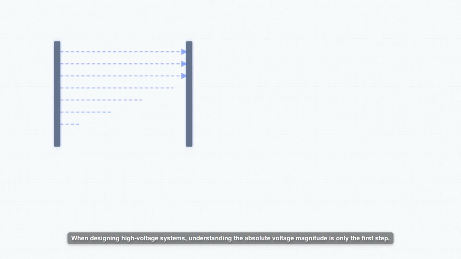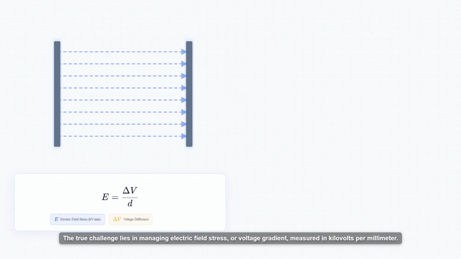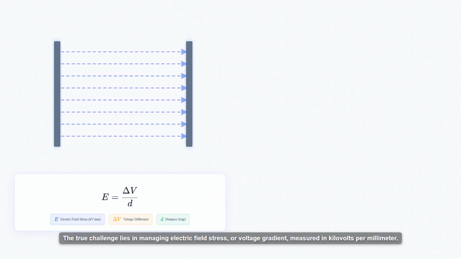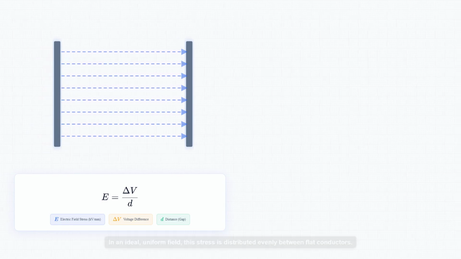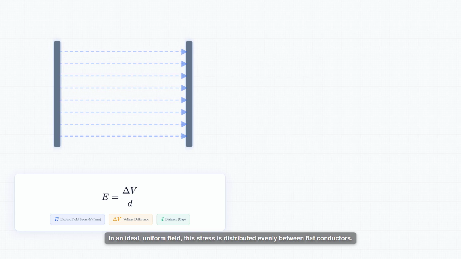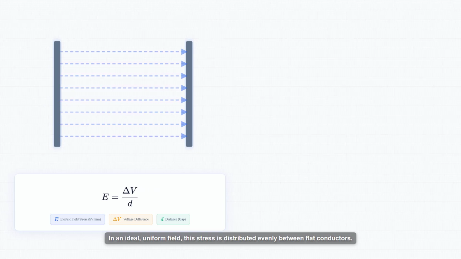When designing high voltage systems, understanding the absolute voltage magnitude is only the first step. The true challenge lies in managing electric field stress, or voltage gradient, measured in kilovolts per millimeter. In an ideal uniform field, the stress is distributed evenly between flat conductors.